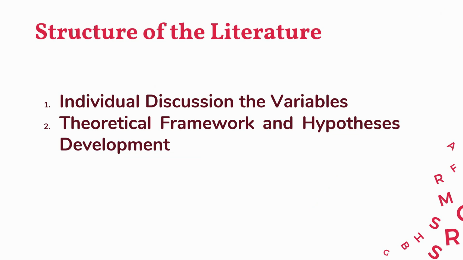Now, once you have the model, once you have your framework, the next step is you start writing your literature. And when you are writing your literature, it has 2 parts. The first one is individual discussion on variables, whereby you discuss the variables, the constructs in your study individually. The second part is development of hypothesis, whereby you present your theoretical framework and develop hypotheses. Now we'll be looking into the structure or what to include in each of these sections.